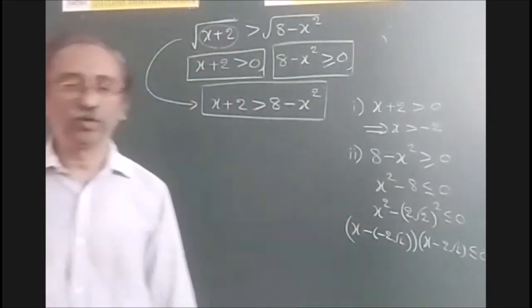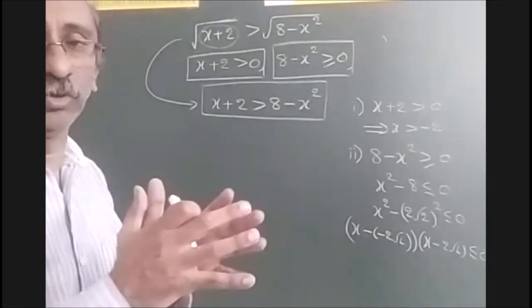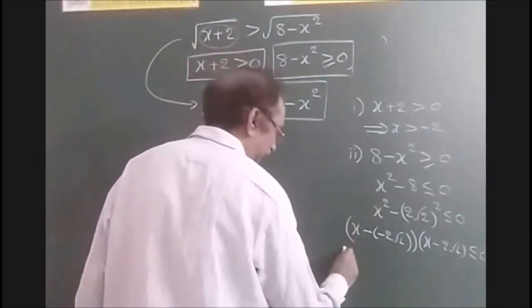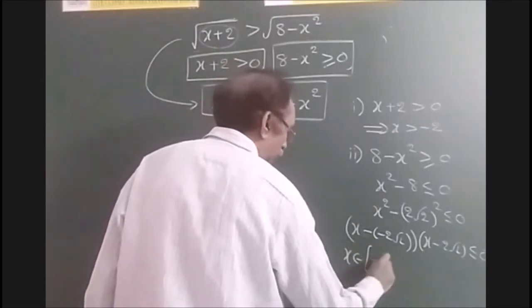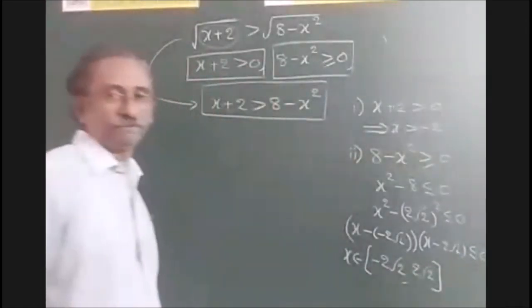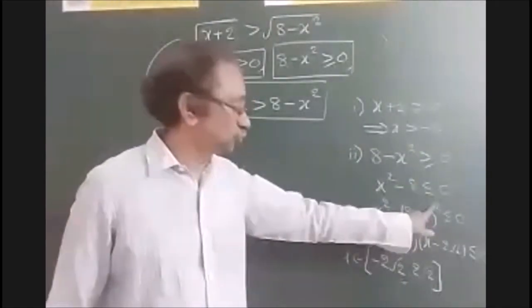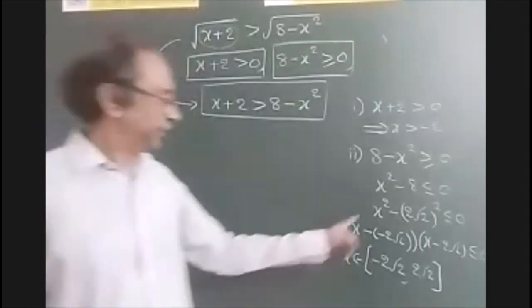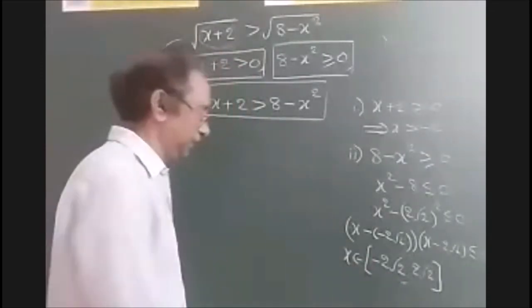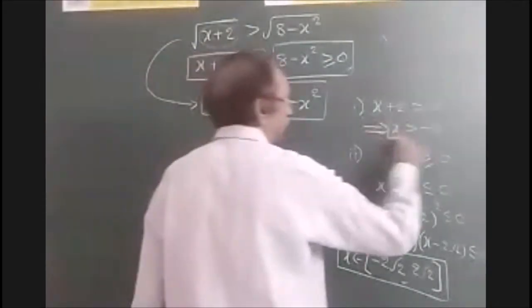Or better, if you remember the formula, x square minus a square less than or equal to 0 means x should lie in between minus a and plus a. And therefore, we can write directly that x belongs to the closed interval minus 2 root 2 comma 2 root 2. See, x square minus 8 less than or equal to 0 means x square minus 2 root 2 whole square less than or equal to 0. So whenever x square minus a square is less than or equal to 0, x should lie in between minus a and plus a. So this is one set of values of x.